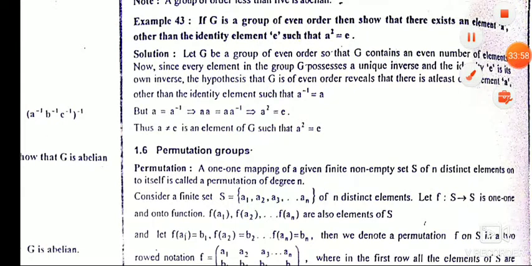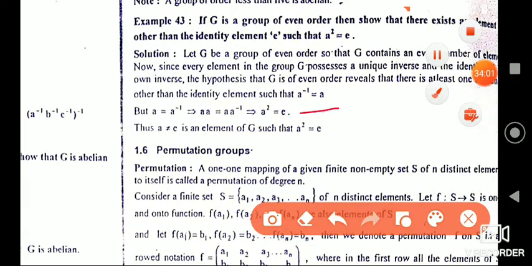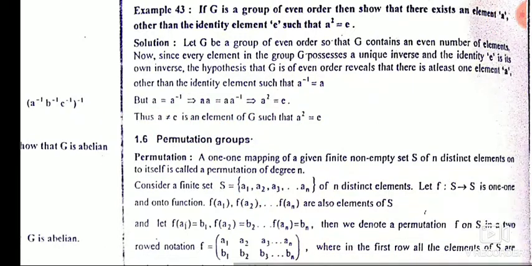For some element other than E, A inverse is equal to A. But A inverse equal to A tells that if you multiply A on both sides, A into A is equal to A into A inverse. That is multiplying A from the left hand side, or applying the binary operation from the left hand side. Then what is A into A? That is A square. What is A into A inverse? That is E. Thus there is an element A not equal to E such that A square is equal to E. That's what we had to prove here.